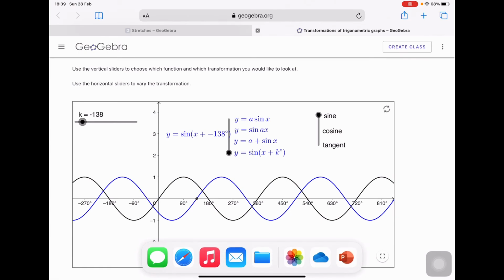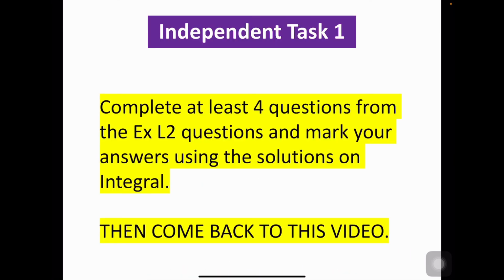So now we're going to move back to our PowerPoint. And your first independent task is to complete at least 4 questions from the exercise level 2 questions. After you do that, please mark your answers using the solutions on integral, and then come back to this video because we will be answering some harder questions, some problem solving questions. So hopefully you get some good practice with these exercise level 2 questions, and then you can come back to this video to try to answer the problem solving questions.